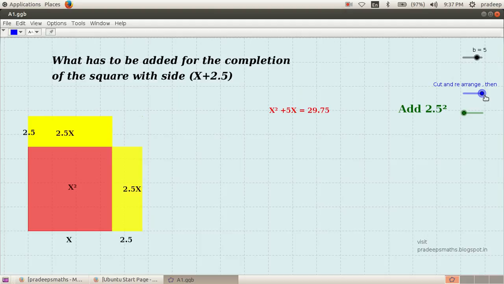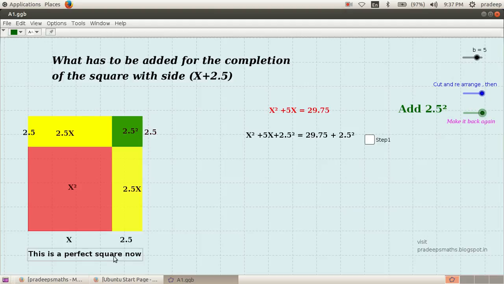Then one strip is placed on top, and in order to make this whole figure a perfect square, we have to add a small square here. What is the area of that small square? It is the square of 2.5. It is the square of half of the coefficient of x. When we provide that 2.5 square there, we get a perfect square.